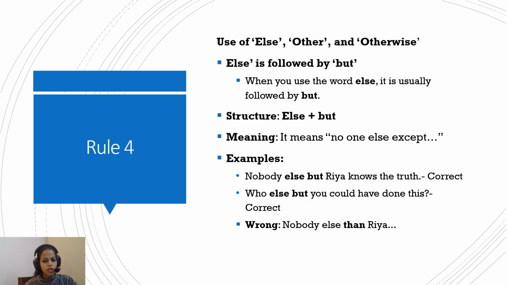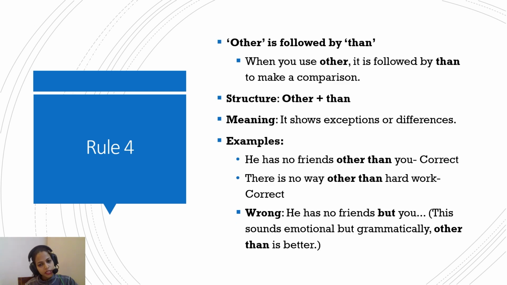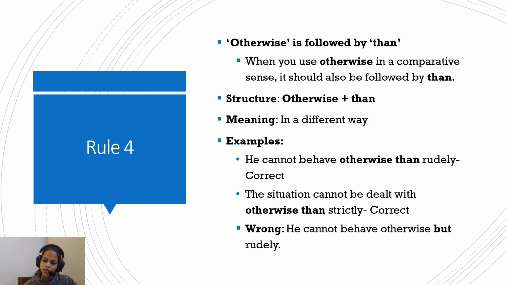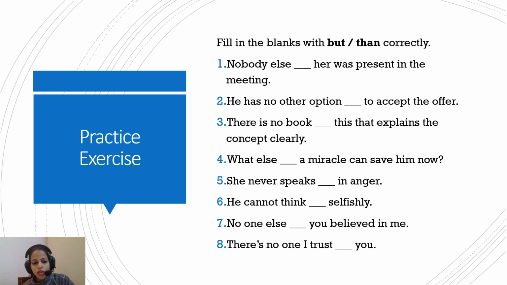Else but. Okay, so just three things you have to remember in this rule: else followed by but, other followed by than, otherwise followed by than. Okay. So let's try to do this exercise based on this rule so that we can understand what kind of mistakes can be committed, how we can avoid them, and whether we have understood the rule properly or not. So I'll wait for a few seconds. Pause the video at this point and just quickly go through this exercise.